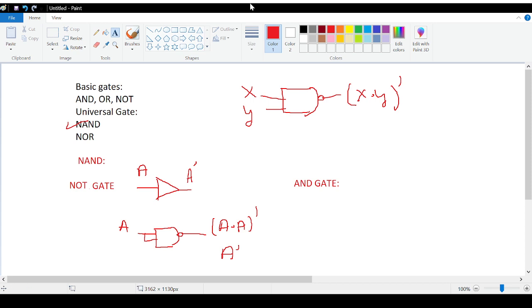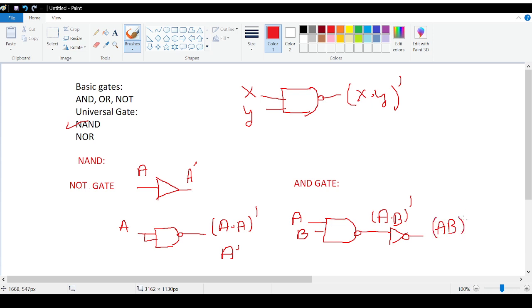To construct an AND gate with NAND, let's first see. If I have a NAND gate, and I give A and B as input, what do I get? I get A and B, whole bar, right? Now if I just want A and B, I need to remove this bar, right? So if I pass this through a NOT gate, then it will become A and B, right?